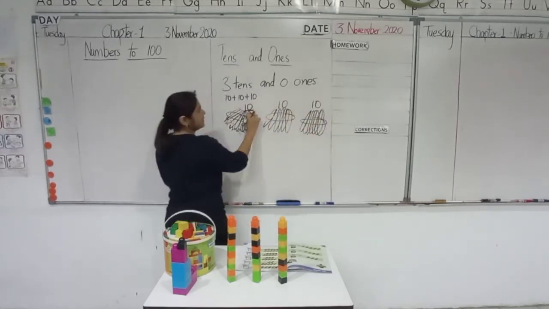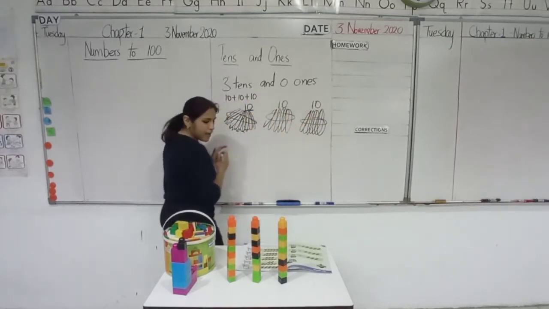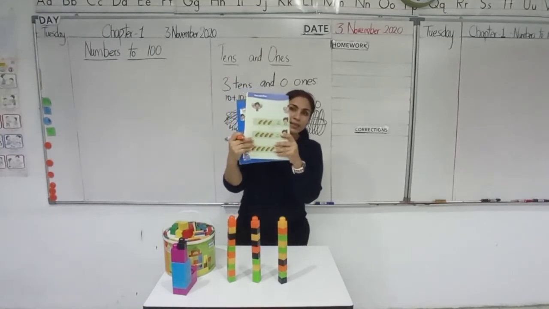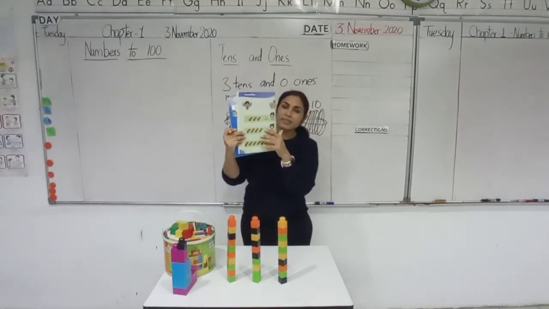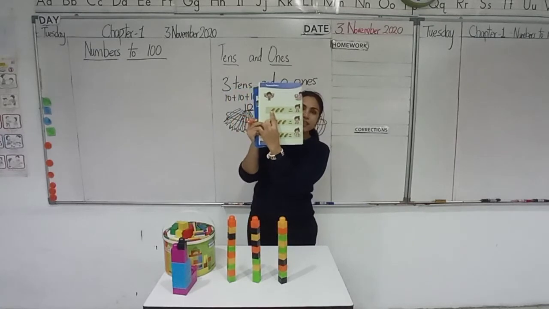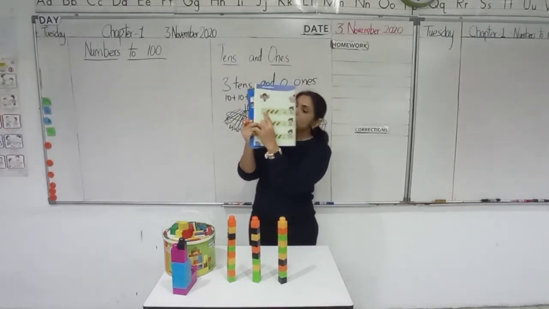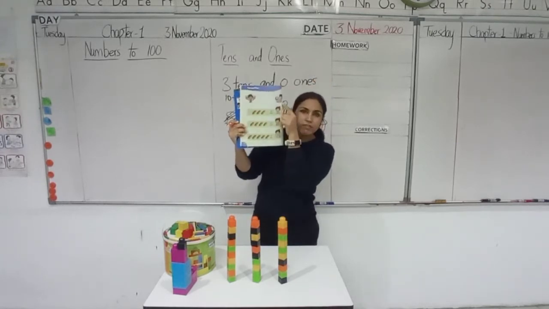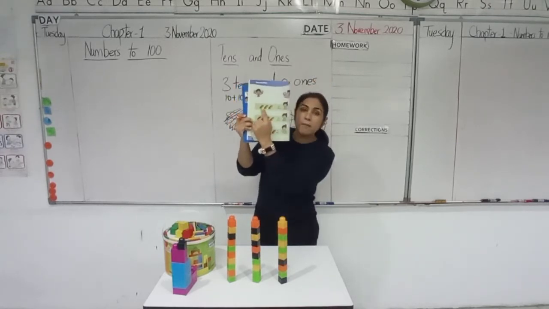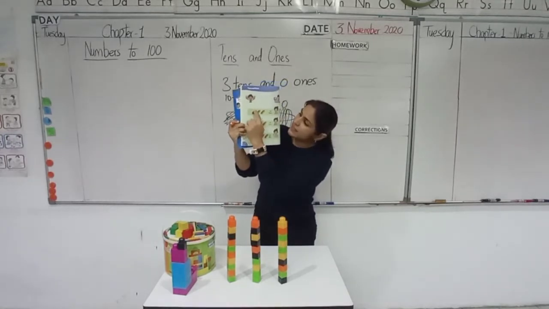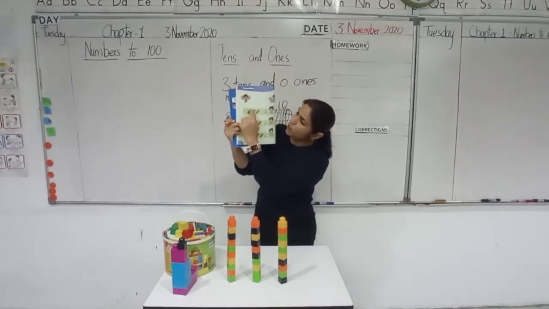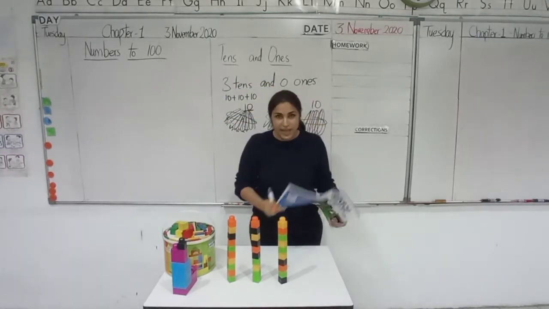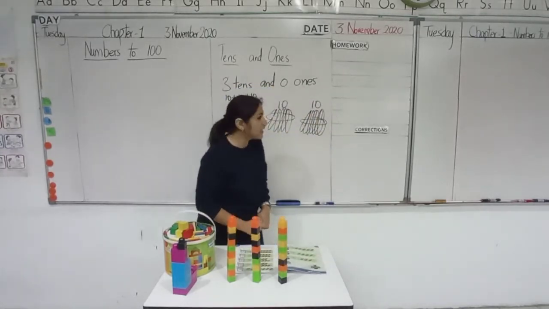I want you to write 10, 10, 10 above. What will you write? 10. Where? Above this, each bundle. 10 on top. Above means on top, remember? Not above the Kelly's head, but above the bundle. You can see the stack. Write here 10, 10, 10. So 3 tens make 30.